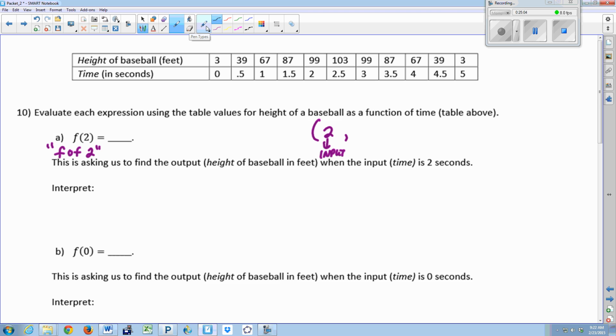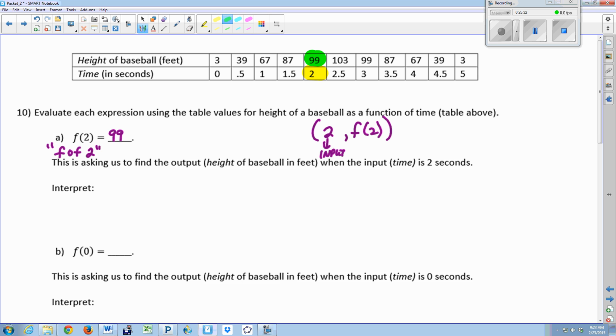So let's go up here and look at the table of values. And here's my 2. And thank goodness I have one and only one output. And now I can define what f of 2 is. I put the number 99 right beside this. Okay? So f of 2 is exactly the same as the number 99. So if I were creating a set of ordered pairs, I could do that.